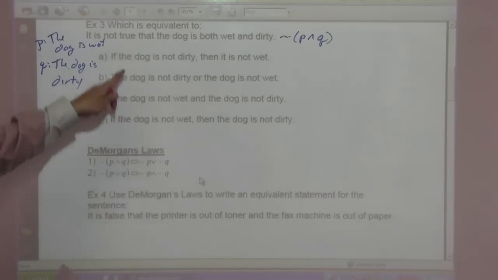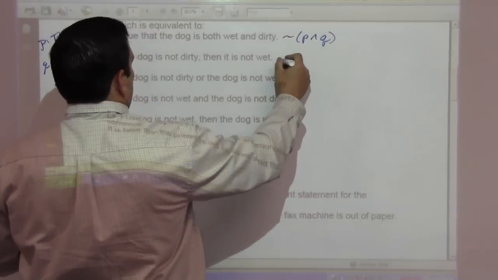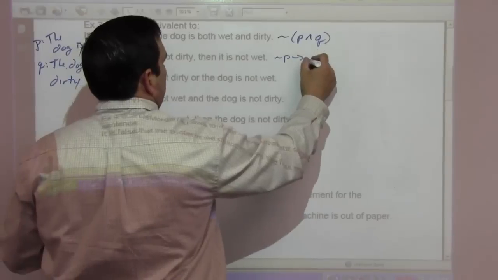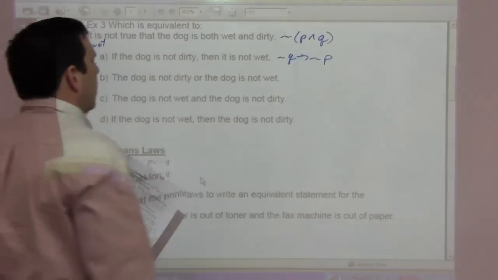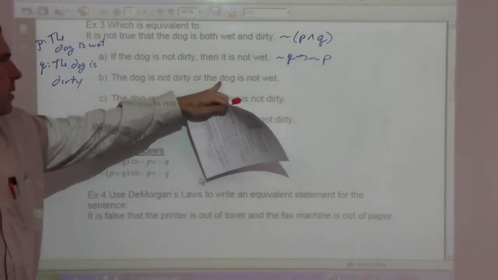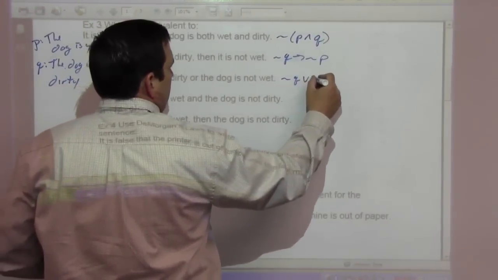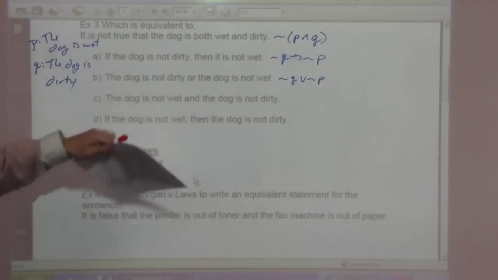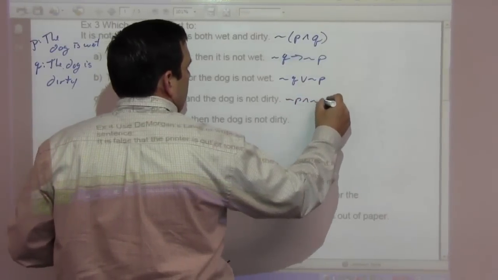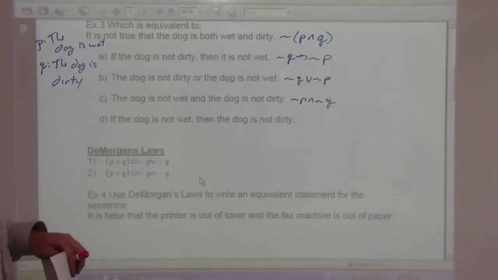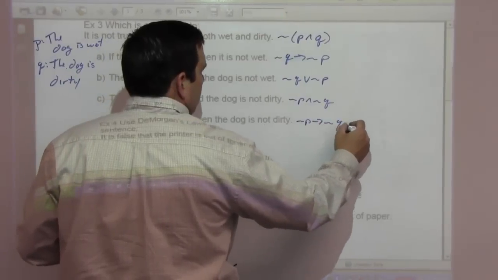Let's look at each of the following of these. Now this one says, if the dog is not dirty, so if not Q, then not P. The dog is not dirty or the dog is not wet. Not Q or not P. The dog is not wet and the dog is not dirty. Not P and not Q. If the dog is not wet, then the dog is not dirty. So if not P, then not Q.